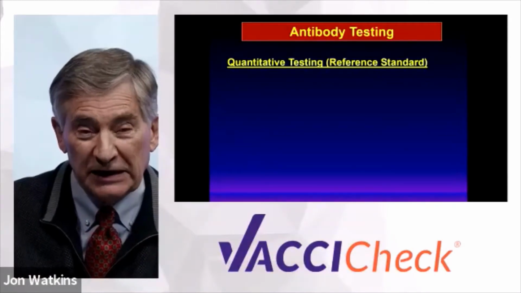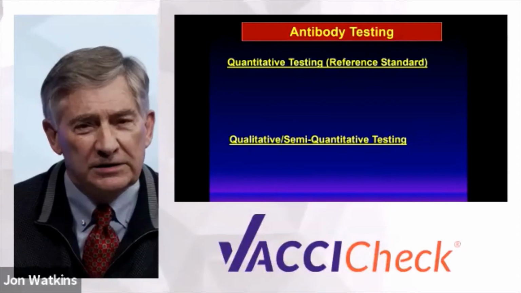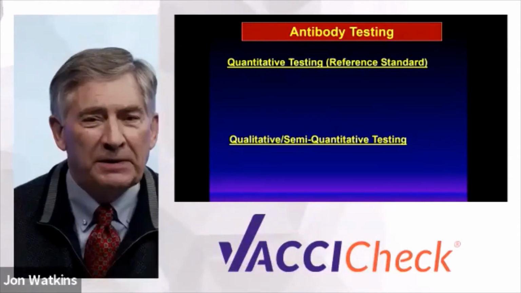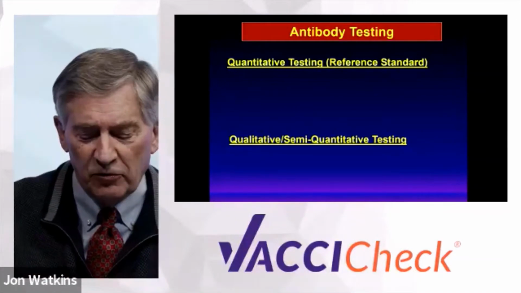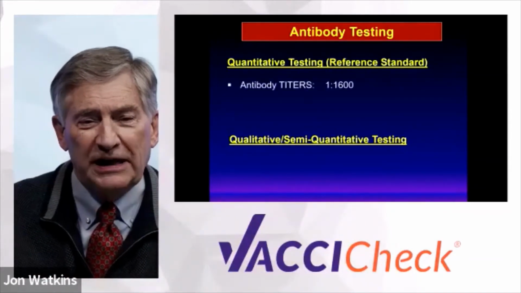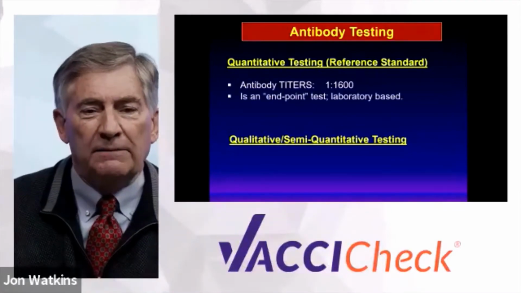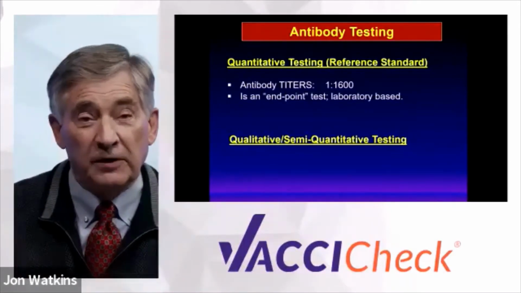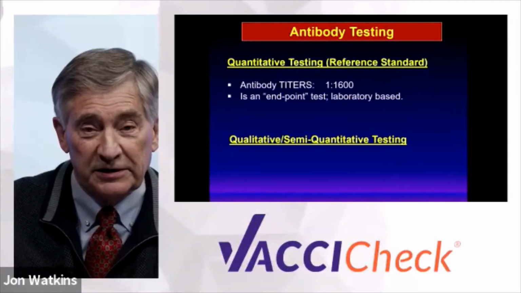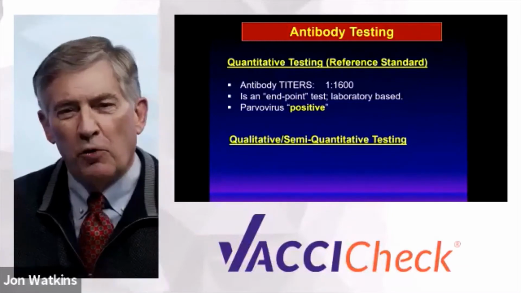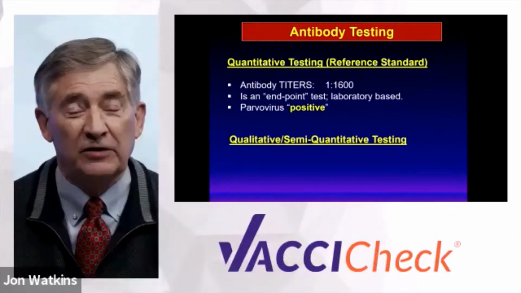I think this is relevant to the discussion. First is quantitative testing. That's laboratory-based reference standard testing. There's also a qualitative or semi-quantitative testing platform, which avails itself to use in practice, and that's really the focus of what we're talking about today. The quantitative testing is the titer. It is a dilution. It gives you a number. It is an endpoint test. You will not do antibody titers in practice unless you have a very sophisticated laboratory and trained technologists. The laboratory reports come back to you with a titer result and a comment, which is generally positive or negative.